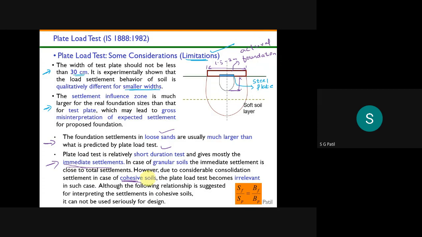But that consolidation settlement is not going to be captured through this plate load test. That's why these results are questionable in clay type of soil. These test results are erroneous in clay type of soil. This is my final limitation. So one is the size effect, and another one is the consolidation effect. You cannot capture these things through the plate load test. So these are the few limitations of the plate load test.